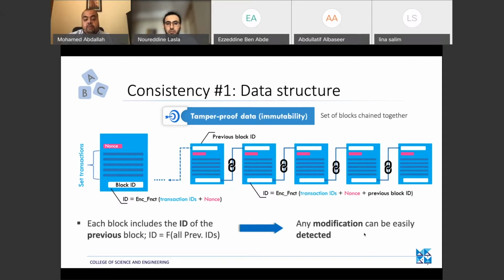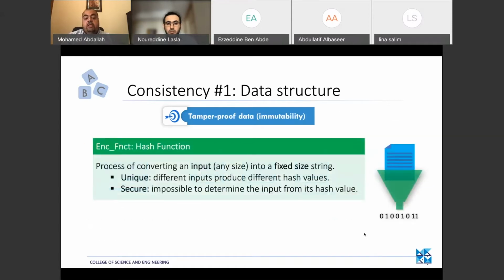Let's give an example, okay? First of all, let's explain what the encryption function is. The encryption function is a very well-known function called a hash function. The operation of the hash function is the process of converting any input of any size of data into a fixed size string. For example, if you have the transaction ID, it's 10 kilobytes, 1 megabyte, whatever the size of this input, the output will always be a fixed size ID, as you see on your right here.